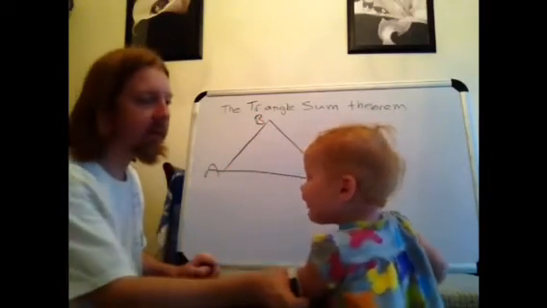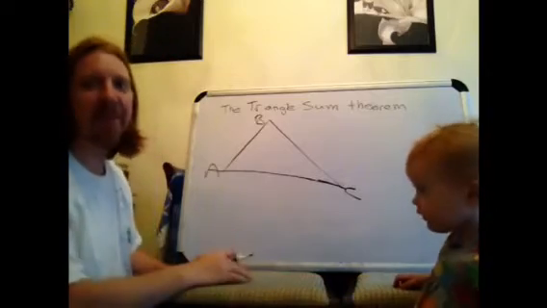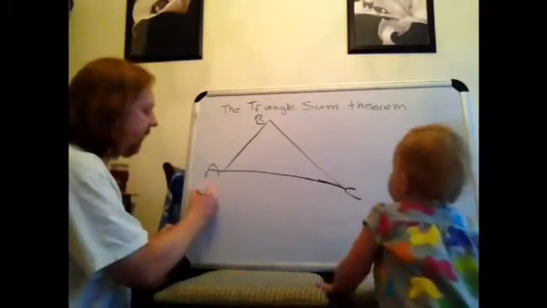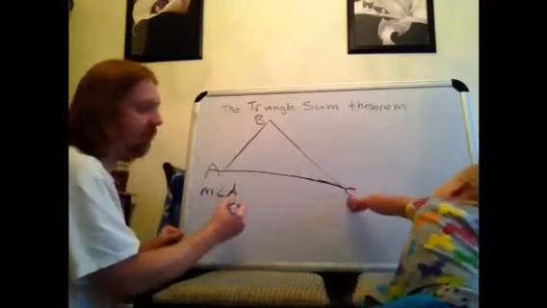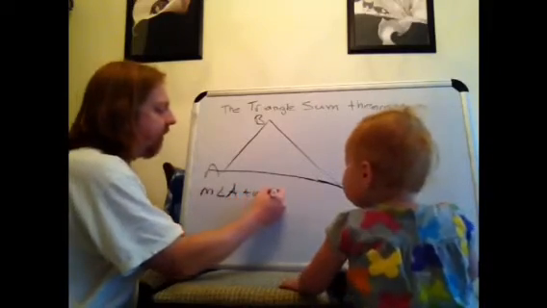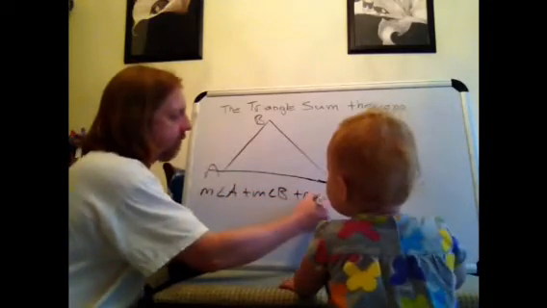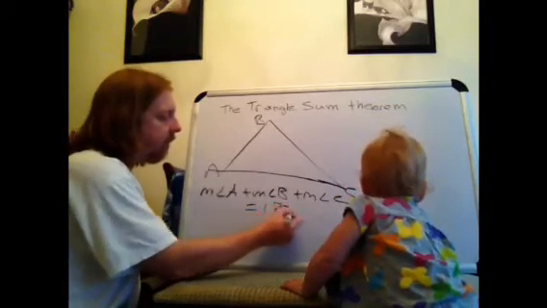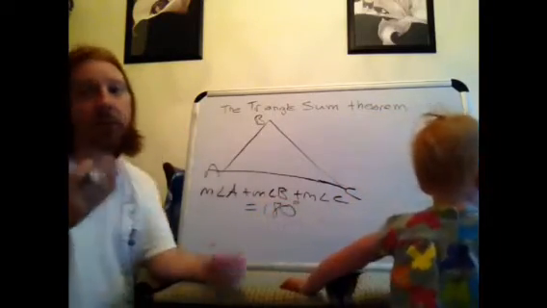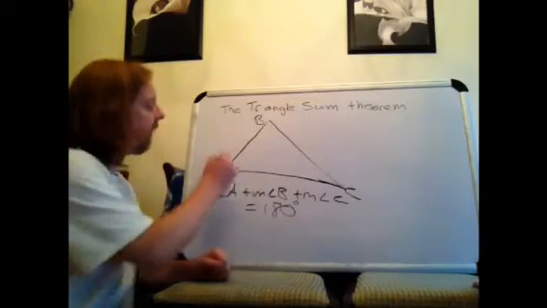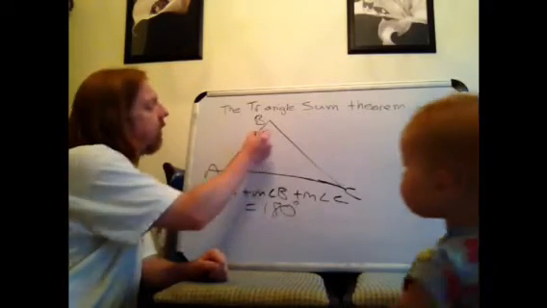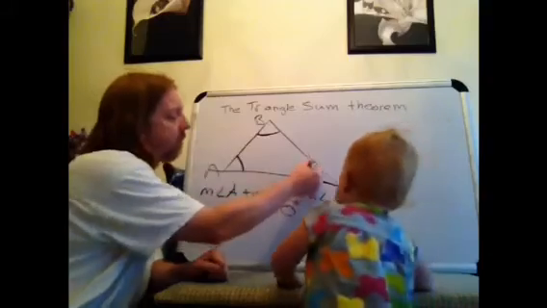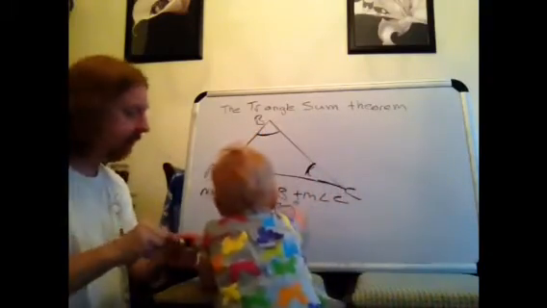And the triangle sum theorem says that if I take the measure of angle A plus the measure of angle B plus the measure of angle C, all three of those angles are going to add up to 180 degrees. And that's what we found during the exploration. If I take each of these angles in turn and pull them out and put them next to each other, they will form a straight line.